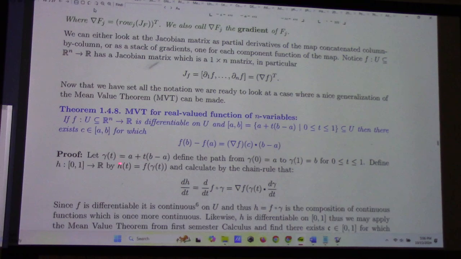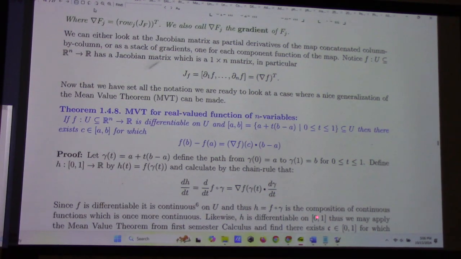It basically just rests on the chain rule from Calculus 3, namely that if you differentiate a composite function, it's the gradient of the function evaluated at the path times the derivative of the path. But the derivative of the path is exactly B minus A here, because gamma is the parameterization of the line segment. But on the other hand, H is a differentiable function on 0, 1, so you can apply the mean value theorem on it.